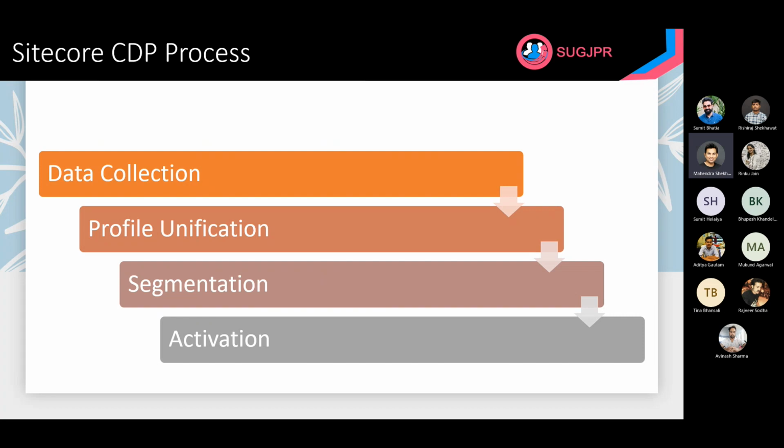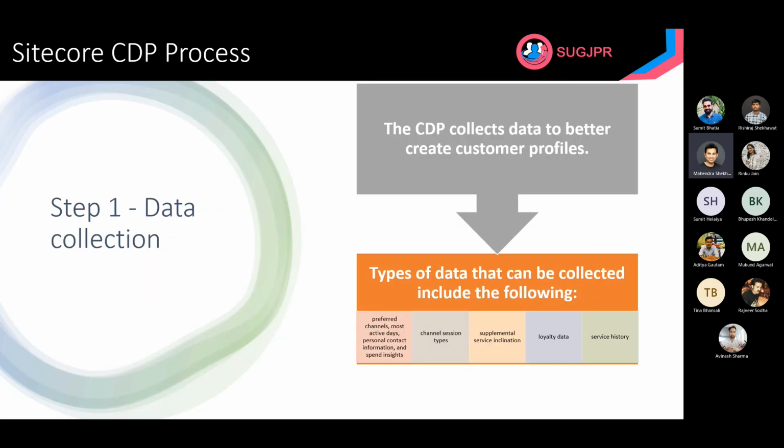Now, next thing is the Sitecore CDP process. The Sitecore CDP process has four steps. First step is data collection. Then second step is profile unification. Third step is segmentation, and fourth step is activation. We'll start with data collection.